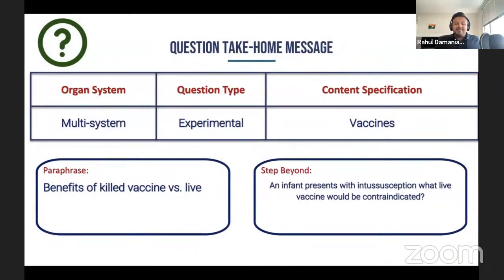Let's go a step beyond. An infant presents with intussusception. What live vaccine would be contraindicated? So remember that a patient who has intussusception, you can't run the risk of more Peyer's patch hyperplasia. So the correct answer is going to be rotavirus. So rotavirus vaccine, if you have a history of intussusception, you may want to think twice.